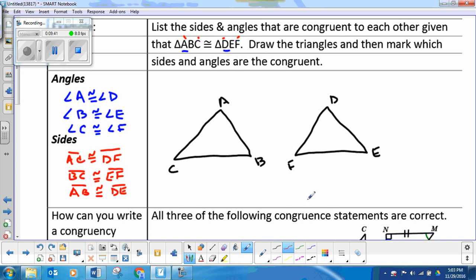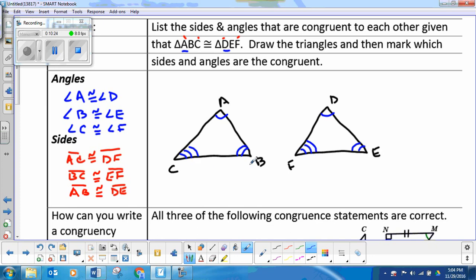And the question also states to mark which sides and angles are congruent. So I'm going to stick with blue for my angles. And again, when we're marking sides or angles, and we have multiple angles congruent in different triangles, we've got to show that by multiple marks. So we've got angle A congruent to angle D, so I'll show one mark in each of those angles. We've got angle B congruent to angle E, so I'm going to show 2 marks in B and 2 marks in E. And then for C and F, I'm going to show 3 marks in C and 3 marks in F.